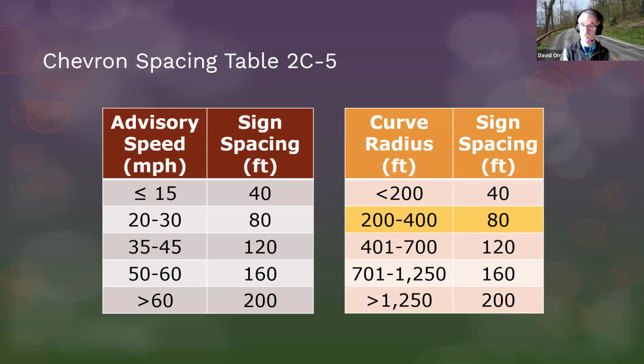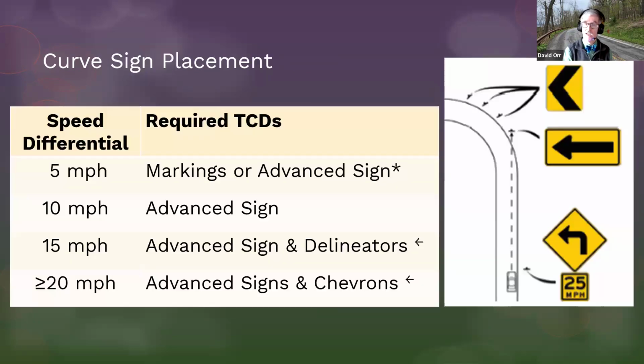They did actually do a curve study on the one you're looking at, and the advisory speed was 25 miles an hour, which, by the way, if you do two different measurements and get the same ultimate answer of 80-foot sign spacing, that's a good sign. It does tell you your road's pretty consistent. Okay, so if it's a 25 mile an hour curve on a 55 mile an hour road, has got a lowered speed limit, we're going to be putting up advanced signs and chevrons because we've got more than a 20 mile an hour differential speed.